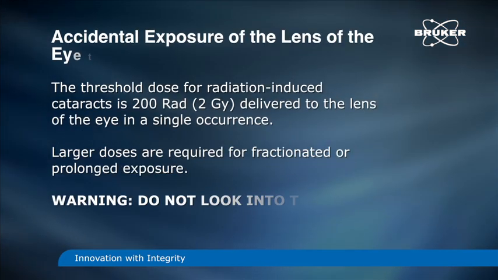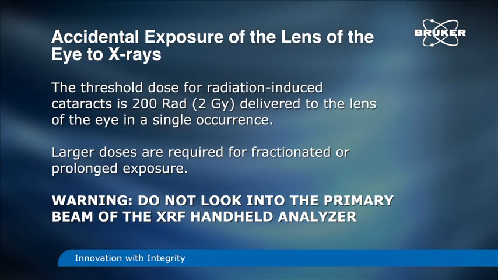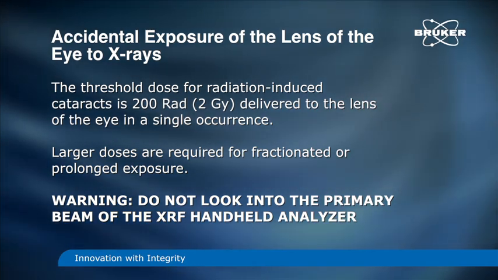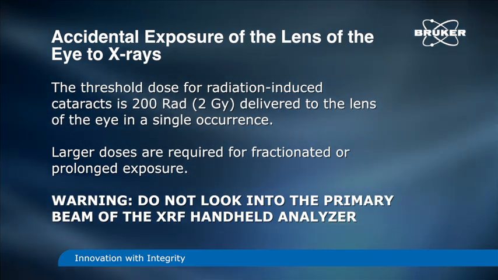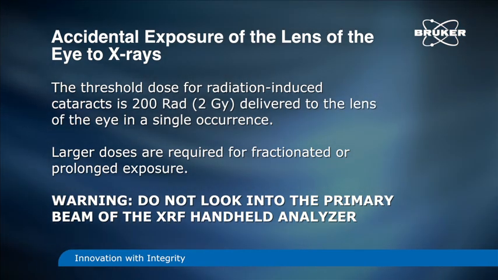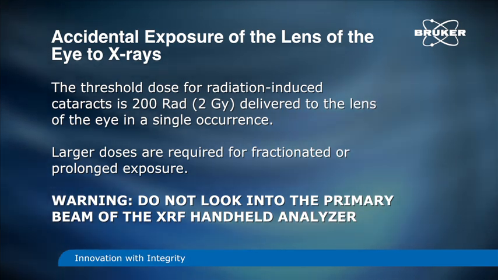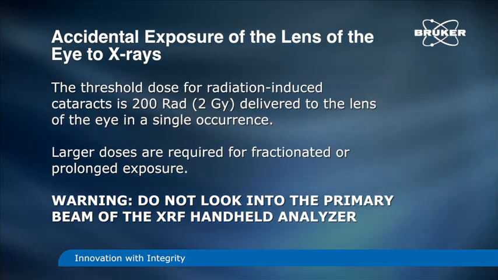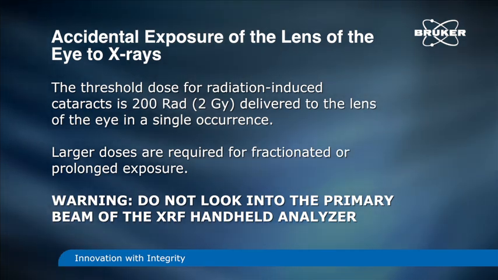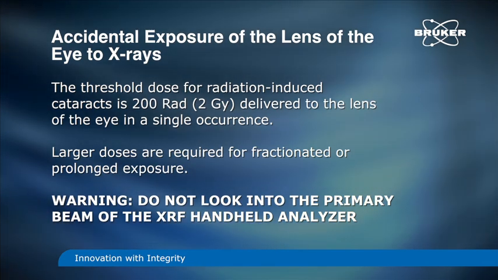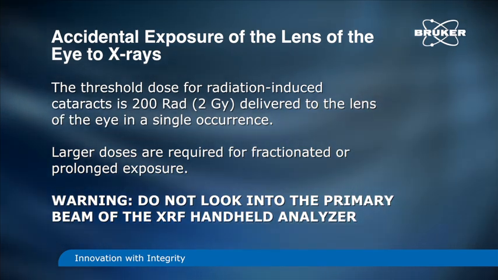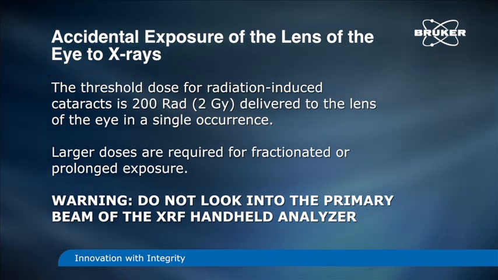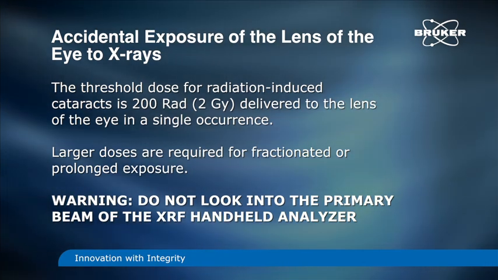The threshold dose for radiation-induced cataracts is 200 rad or 2 gray, delivered to the lens of the eye in a single occurrence. For fractionated or prolonged exposures, a larger dose is required to cause cataract formation. The onset of cataract formation depends on the dose received and the duration of the exposure. The latency period is about 8 years for doses of 250 to 650 rad, but cataracts may form anywhere from 6 months to 35 years after exposure.